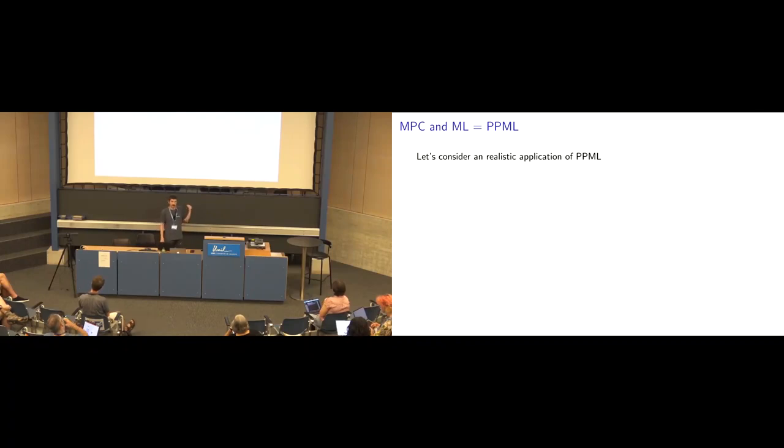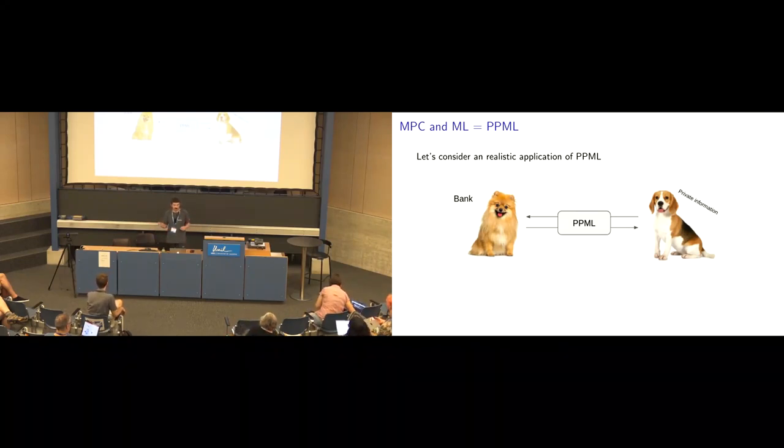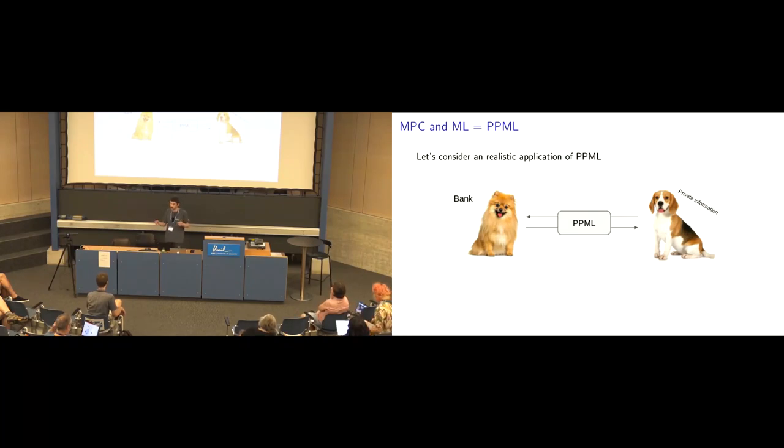And I'm, of course, talking about MPC because I'm interested in using this for machine learning, so privacy-preserving machine learning. What privacy-preserving machine learning really is, is that you have two or more parties and they want to do some sort of machine learning. In this example here, we have one party with some private information and another party that is a bank that has a machine learning algorithm that it uses to determine whether you're allowed to take a loan or not. And the customer, I think it's a beagle in this case, doesn't trust the bank with his private information, so it says, let's use PPML.